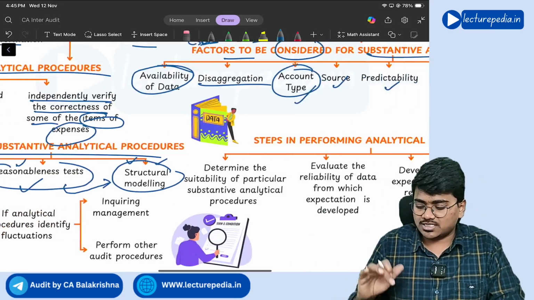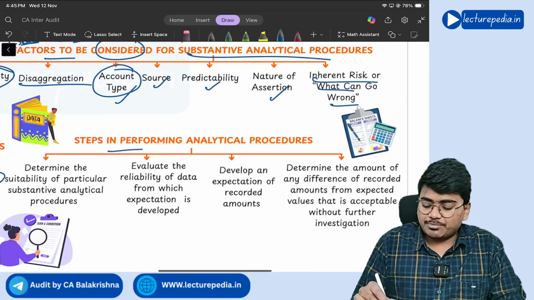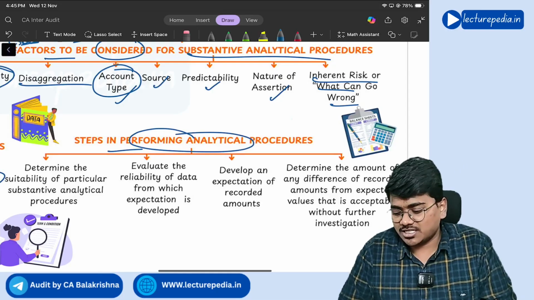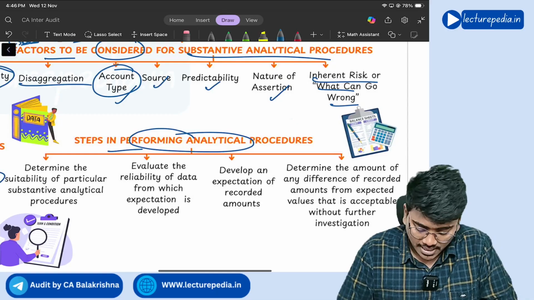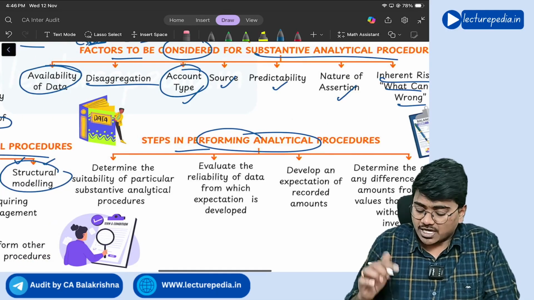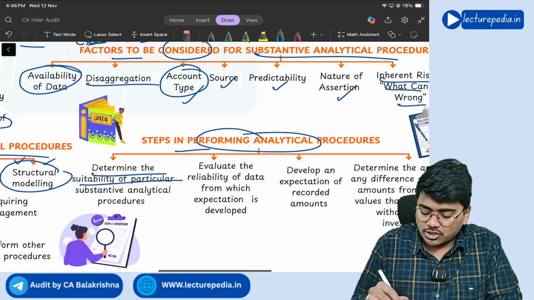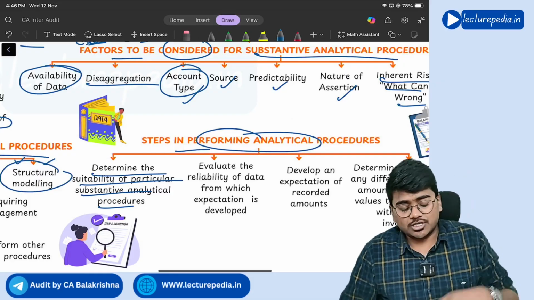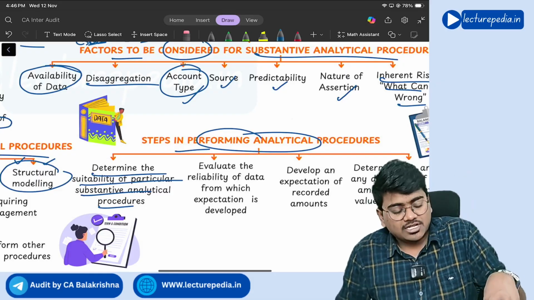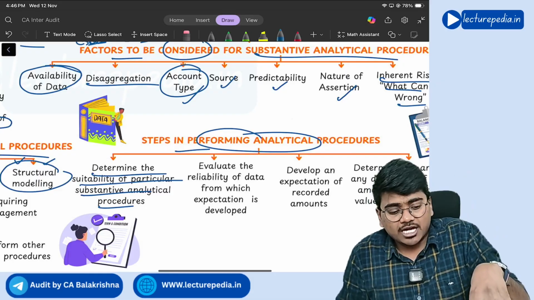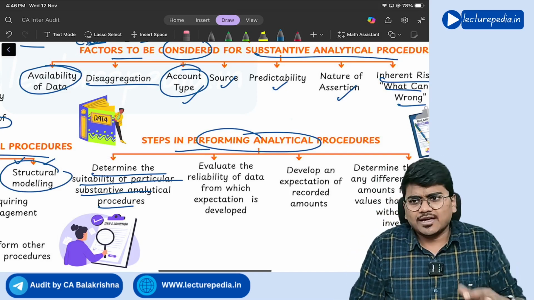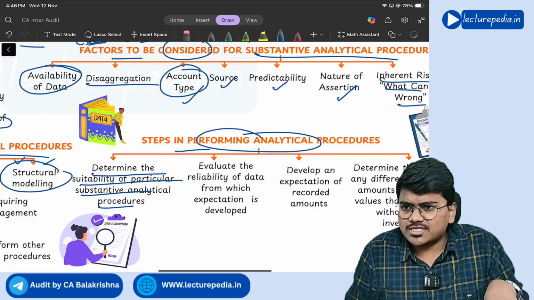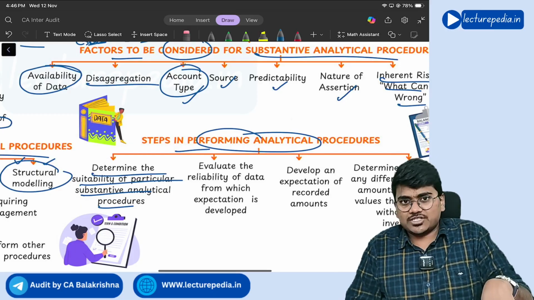Got it? Next, steps in performing analytical procedure. What are the steps involved to perform analytical procedure? Let us see. First of all, you will determine the suitability of a particular substantive analytical procedure. So for the assertion, for the item that I am going to audit, is analytical procedure suitable? Can I use analytical procedure in this situation? You will check that first of all.